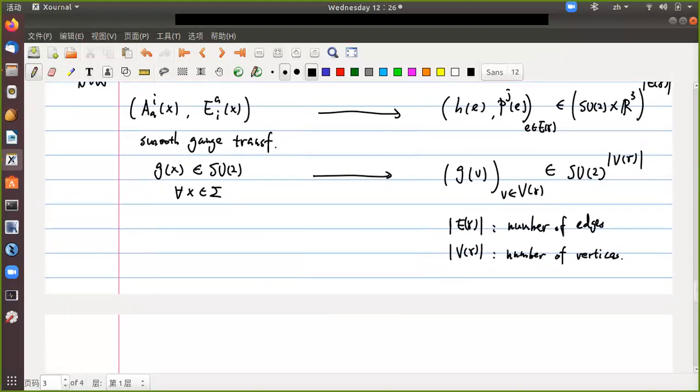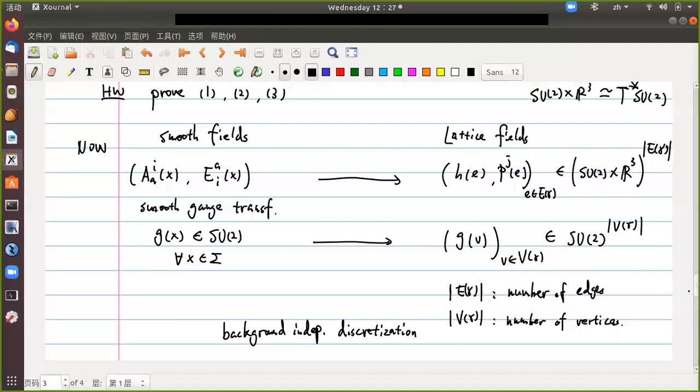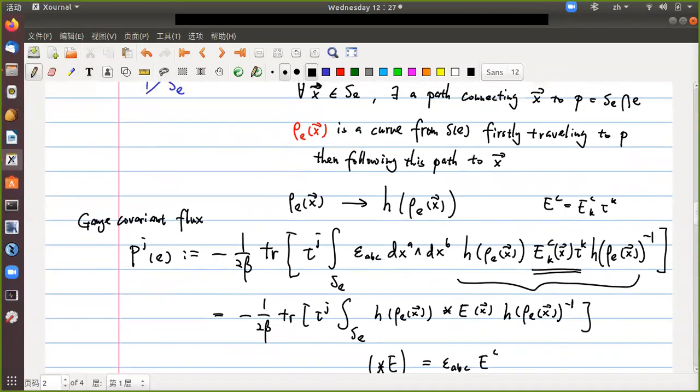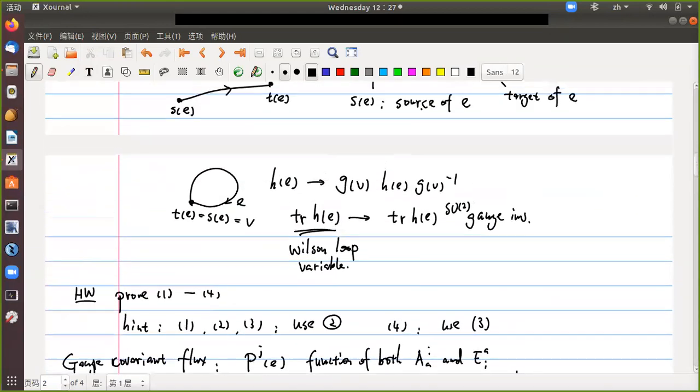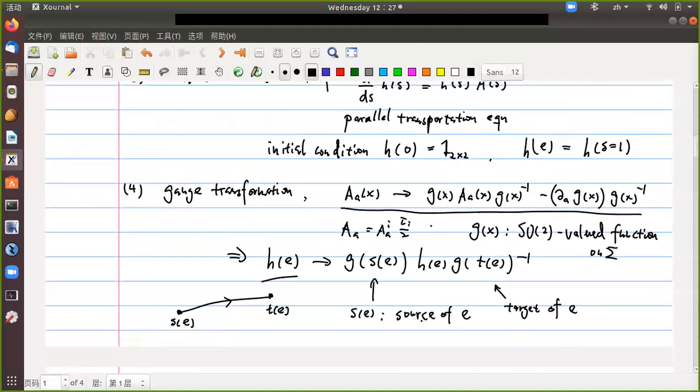And one of the key points I should emphasize is that this discretization is background independent. The reason is that all our discretization doesn't depend on a metric. It's coordinate independent, and it doesn't really assume that there is a metric, because you see the formula for the covariant flux has no metric. And similarly, the holonomy is the integration of the one form along a curve, so it doesn't depend on the metric. So all this discretization doesn't assume that there is a metric.